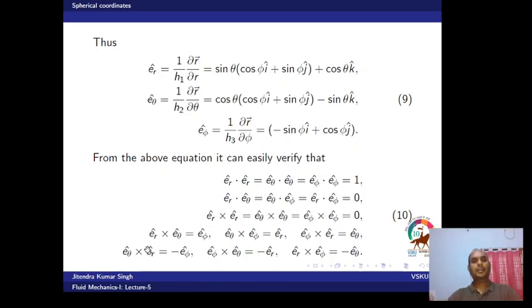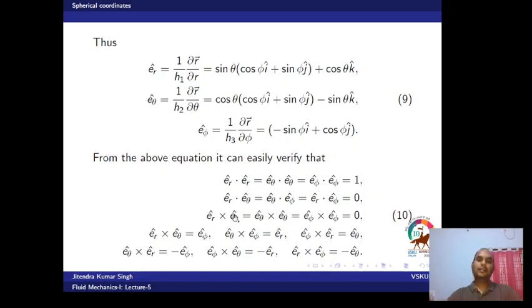and the cross product e_r cross e_theta is equal to e_phi, e_theta cross e_phi is equal to e_r, e_phi cross e_r is equal to the e_theta unit vector. And when we change the order of these, we get the negative sign. Its meaning is that e_theta cross e_r is minus e_phi, e_phi cross e_theta is minus e_r, and e_r cross e_phi is equal to minus e_theta. Actually these are the epsilon relations.